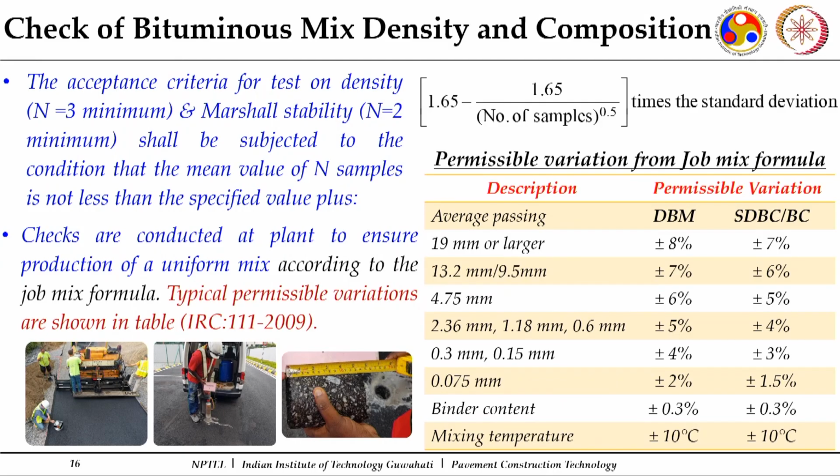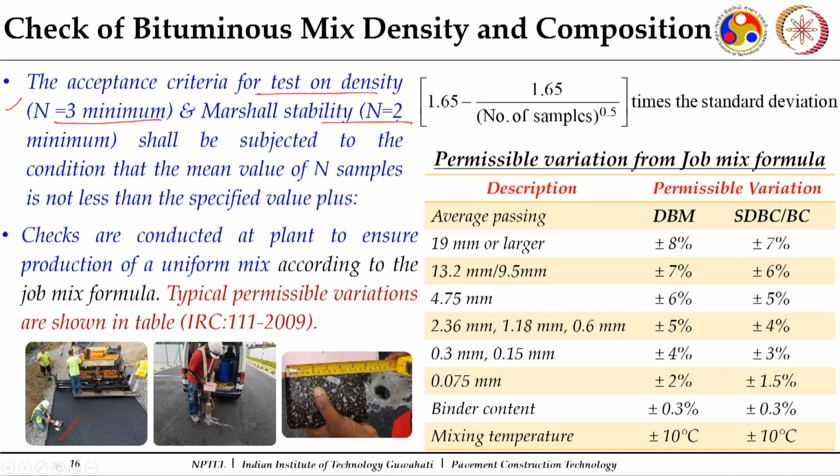Now similarly, as we did the density measurements for the other layers, we can do the density measurements for bituminous mat also. We can use the nuclear density gauge or non-nuclear density gauge to measure the densities in the field. So this can help us to ensure that the compaction pattern which we are following is giving us the required density or not. This can be ensured at that particular moment of time, and as mentioned, the acceptance criteria for test on density is that at least 3 minimum tests have to be conducted.